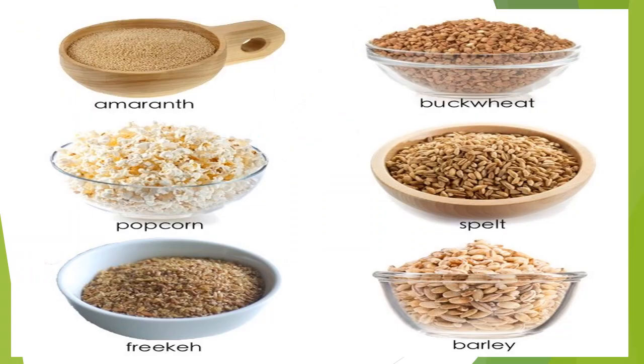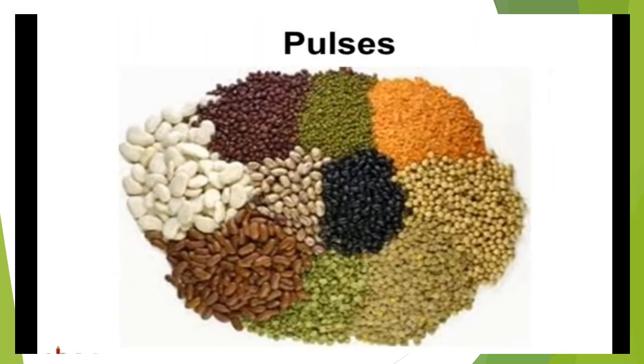Some more examples of cereals. We can make powder out of this, means इसका आटा बना सकते हैं, and from this they can make rotis and all, and many more. Now, pulses means dal. This is also a type of seed.